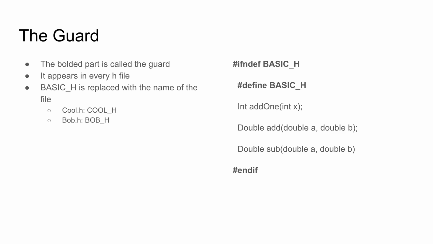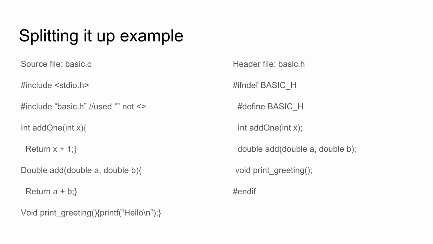So basically the name of the file that you have, all in caps, underscore h. So notice the name of the file over here is basic.h. So generally you're going to name the guard file name underscore h, right? The reason to do this is that the guard names need to be unique. And like the best way of guaranteeing that the guard names are unique is that your file names are unique as well.